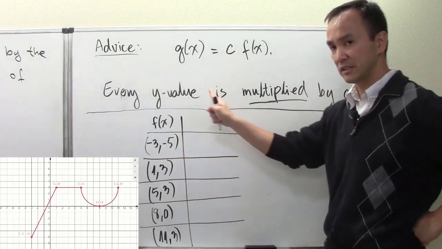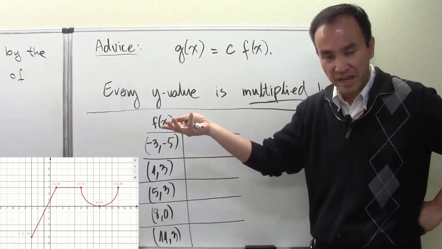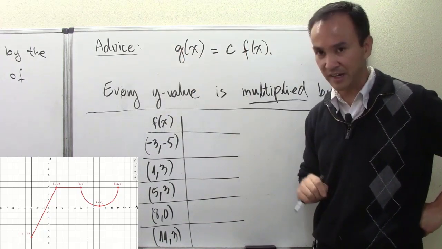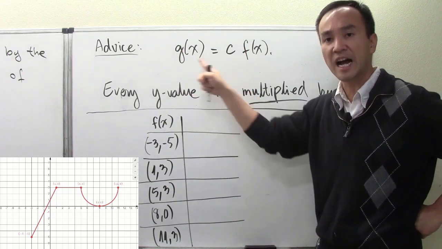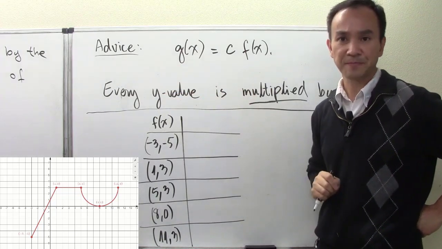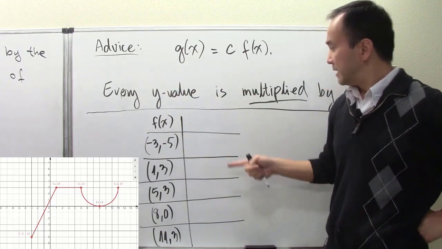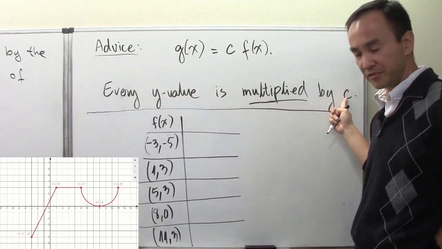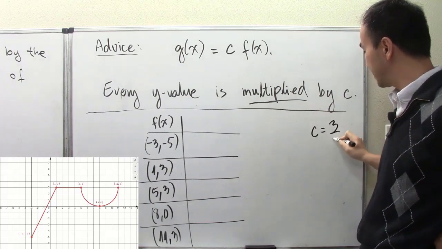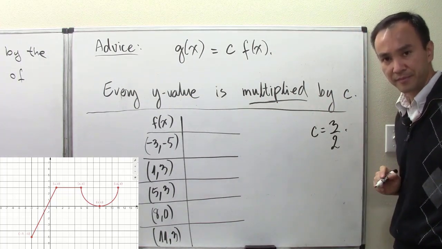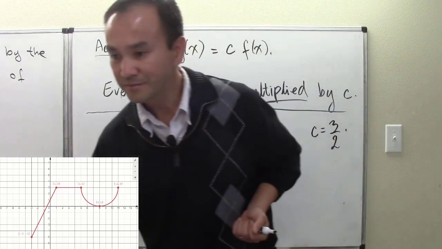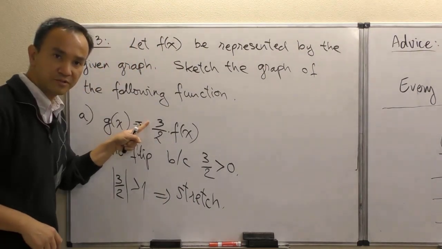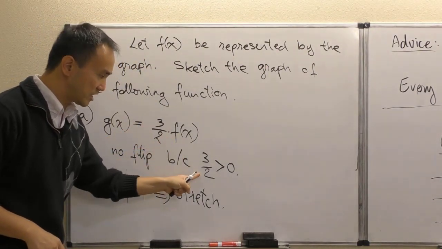Now this advice, the reason it became advice is because it's so useful. Formally it was whatever I wrote on the other board and erased, but this advice works anywhere and makes it fast and solid. Every y value is multiplied by c. In our problem, c is 3/2, because our function is 3/2 times f of x, where the parent function is f. So c is this 3/2.